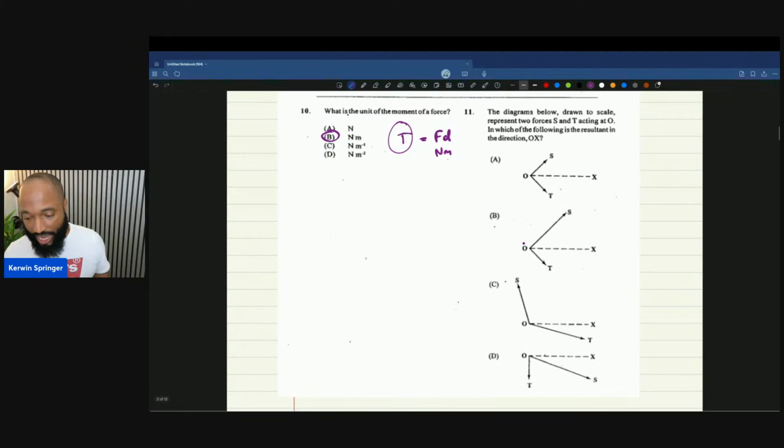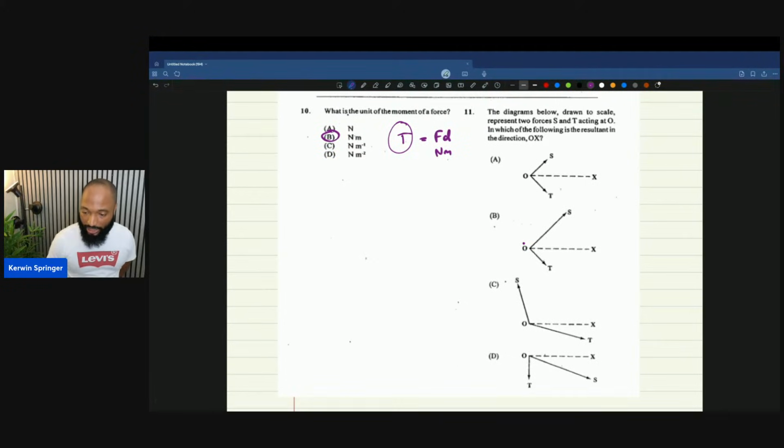Number 11, the diagram below drawn to scale, represents 2 forces, S and T acting on O. So which one gives the resultant? 2 forces, S and T, and we're trying to find the resultant force. And which of the following is the resultant in the direction OX? Oh, so you want to know that it's in the direction.